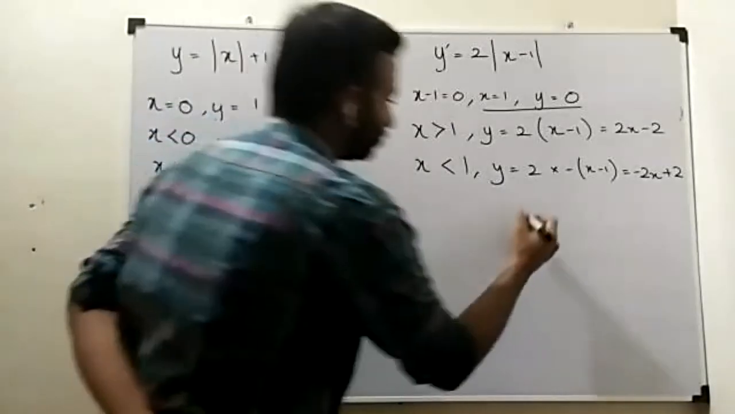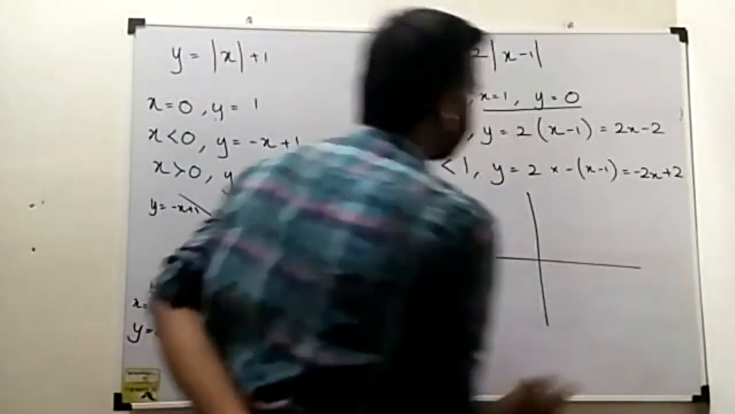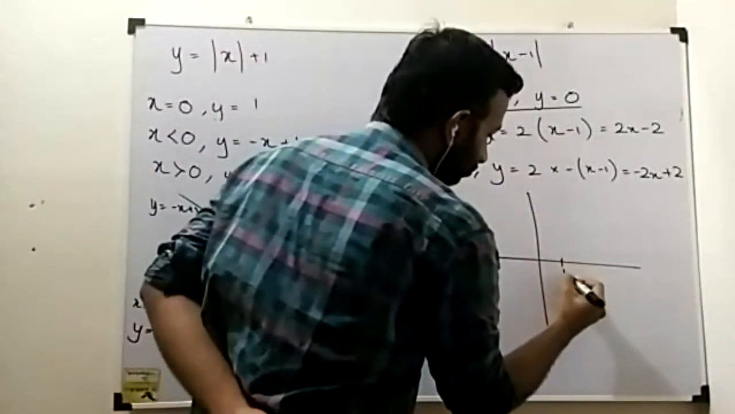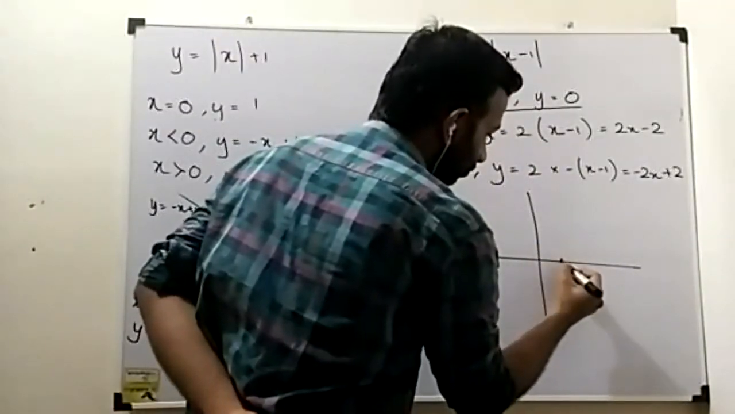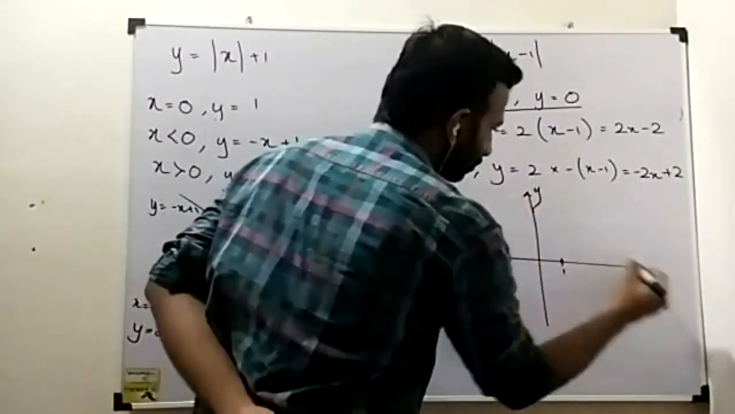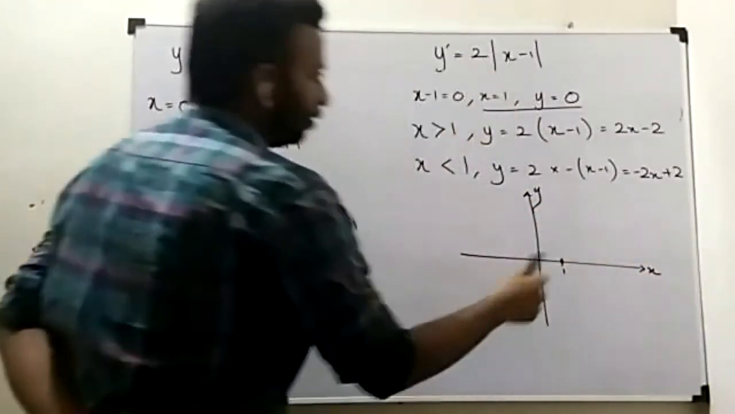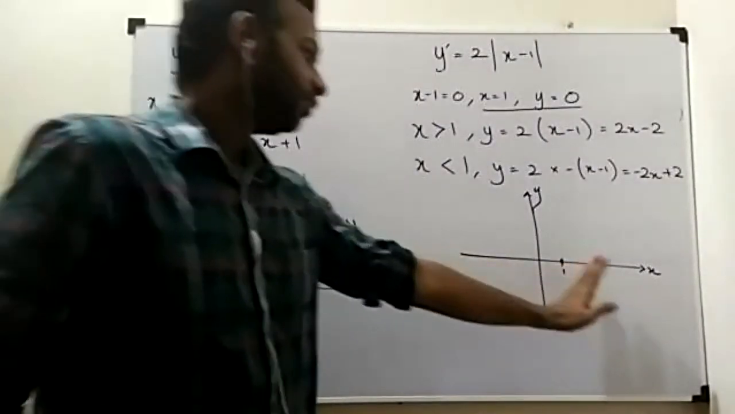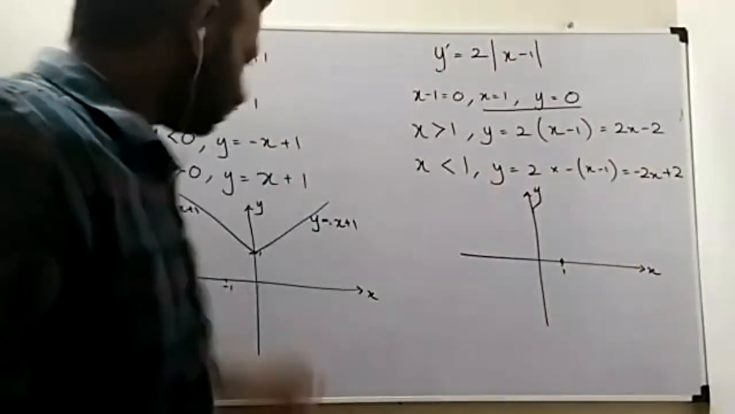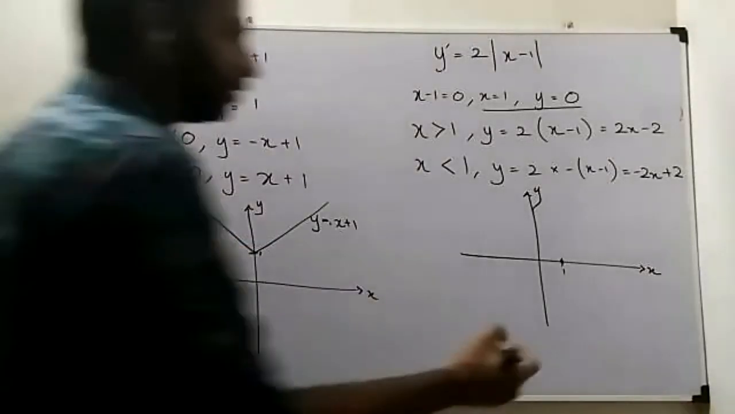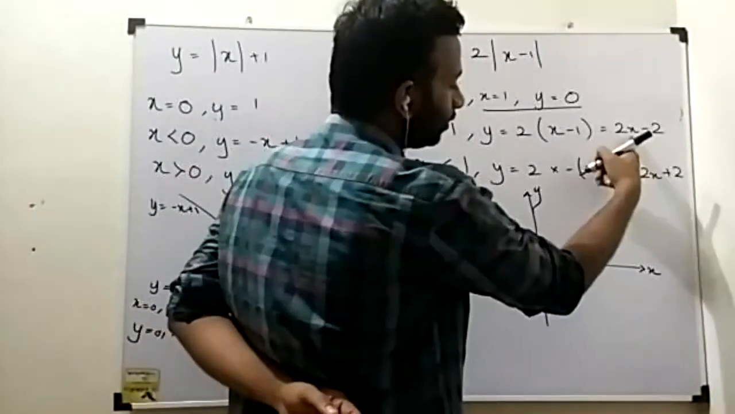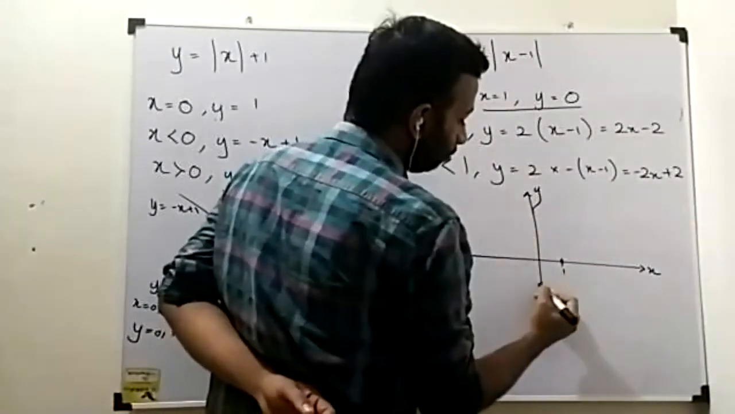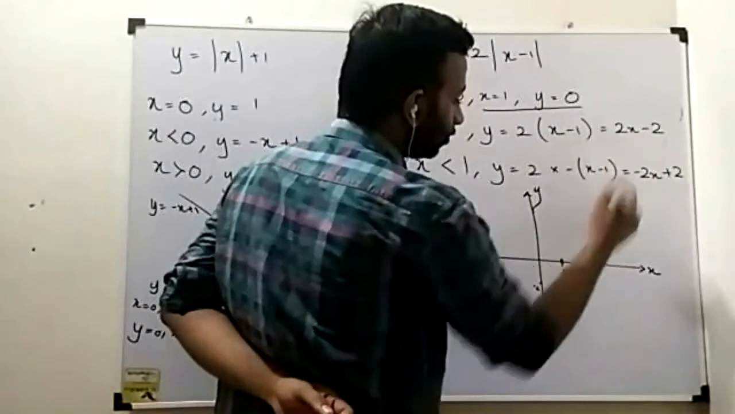So let's sketch this. What's the point? X equals 1, y equals 0. This is the point. This is y, this is x. So when x is greater than 1, y is equal to 2x minus 2. So it's similar to this. You have a graph. Now, if you get the points, when x is equal to 0, y is equal to minus 2. So this would be the graph.